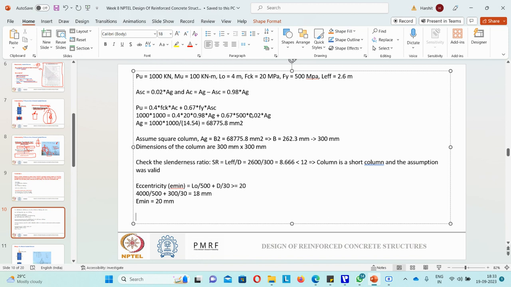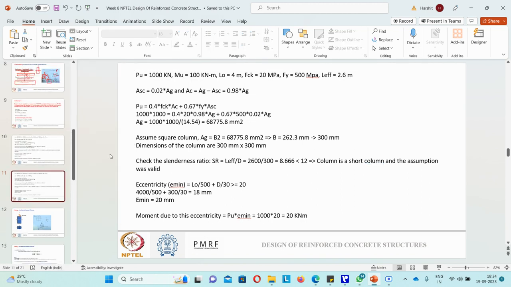Now, due to this eccentricity, what moment will be generated? The moment due to this eccentricity is nothing but Pu times E minimum, which is 1000 into 20. This is in kilonewton millimeter. I will convert it into kilonewton meter, so divided by 1000 again. So it will be 20 kilonewton meter. This is the moment that has been generated due to this eccentricity. If I assume my load is acting at a distance of 20 mm, this much moment will be generated. But the design moment that is given to us in the question is much greater than this moment. So we'll consider the design moment only for designing the column.